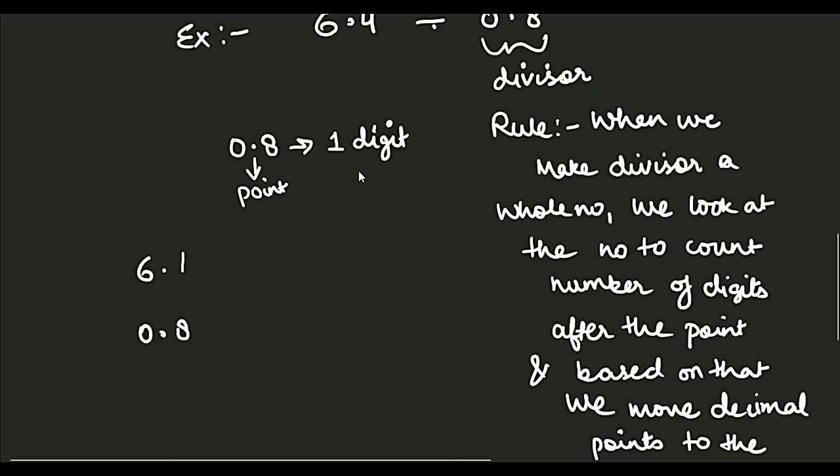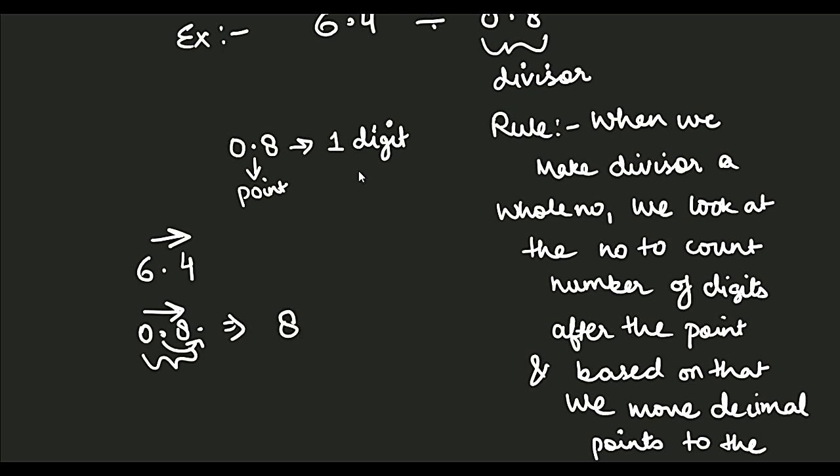Okay, so since I've got only one digit after the decimal point in 0.8, we'll be moving the decimal point in both of these numbers by one step towards the right. So as I said, towards the right, it will be this side. When I move my decimal point by one step towards the right, it will come now here. So what will be my number now? It will become 8 because it's 8.0. After the point, if we have only 0, it doesn't matter, we can just directly write it as 8.